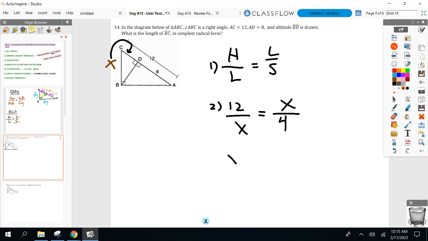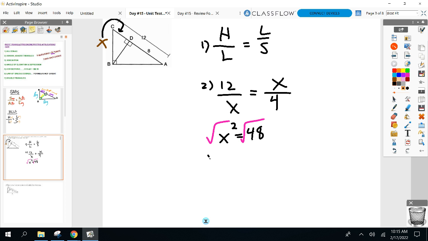Cross multiply, x squared equals 48. Everyone take a peek at the directions. Simplest radical form, not a shocker in this above average class. You'll thank me next year. Got to make it to next year, though. Sorry. Hit home for some of you?